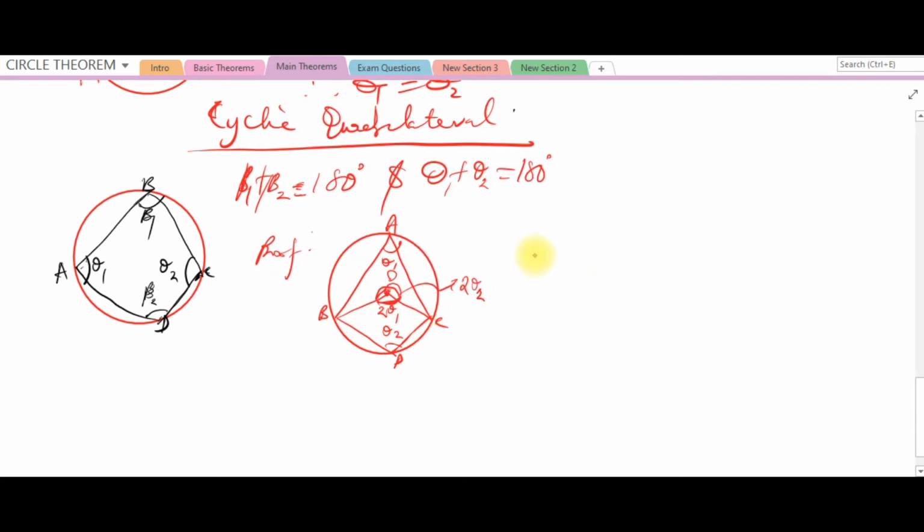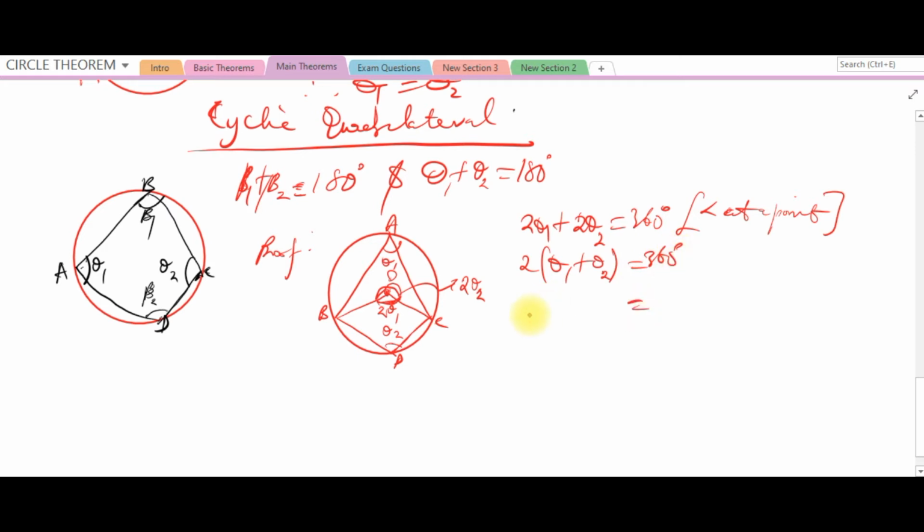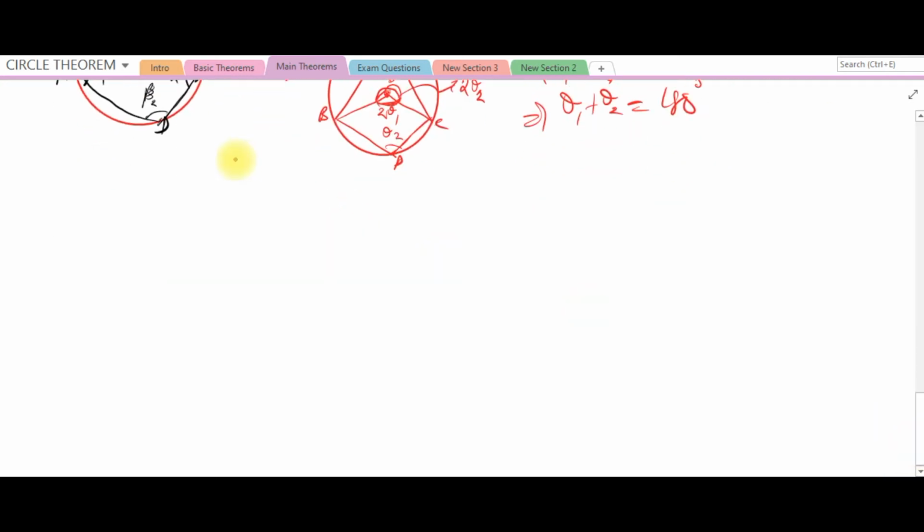So from here we have angles at a point. If you add 2 theta 1 plus 2 theta 2, it must give us 360 degrees. That's angles at a point. So we factor the common term, which is 2, so 2 times theta 1 plus theta 2 equals 360, which implies that theta 1 plus theta 2 is 360 over 2, which is 180. So that's what the theorem states: if you add the opposite angles of a cyclic quadrilateral, they must be supplementary.